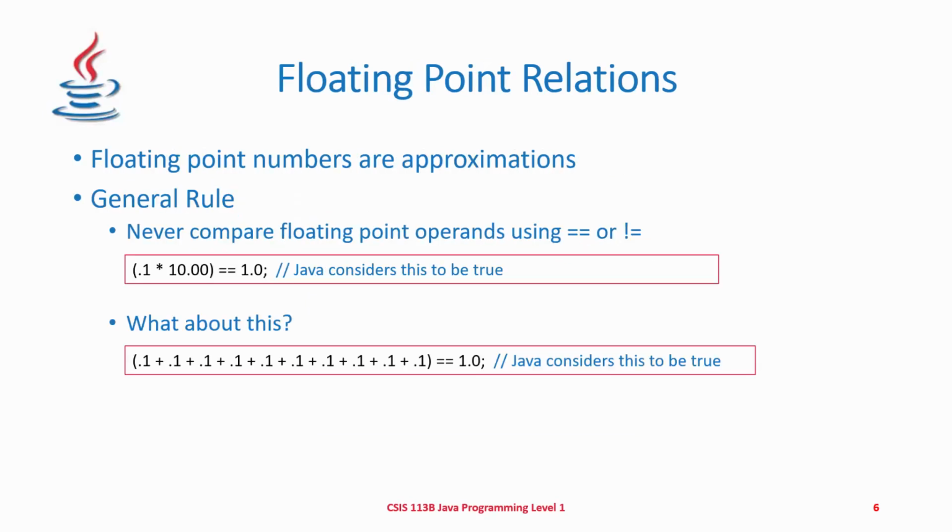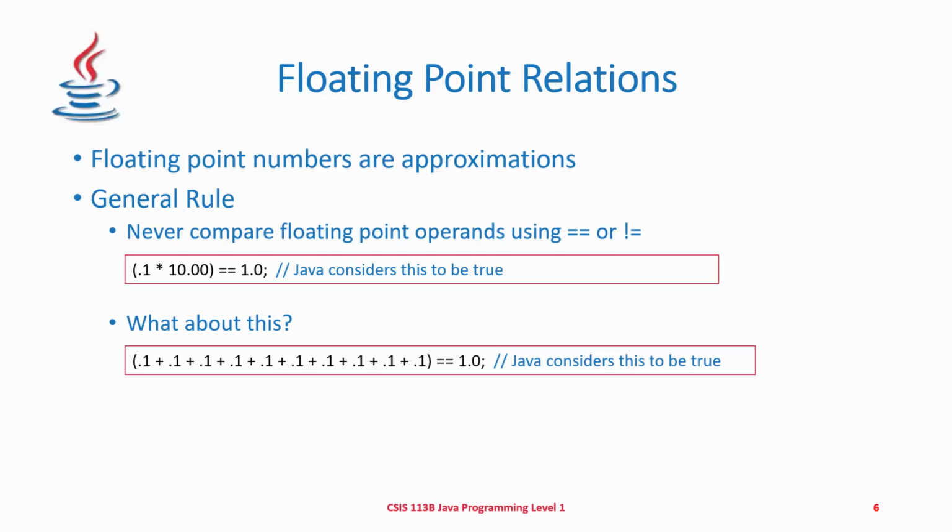Here we're talking a little bit about floating point relations. Floating point numbers are approximations. They're not the exact number that you might expect them to be. So there's a general rule that you really should never compare floating point operands using the equals or not equals operators. A couple of examples for you. You can see we have 0.1 times 10, and then comparing that to the value of 1, Java would consider that to be true.